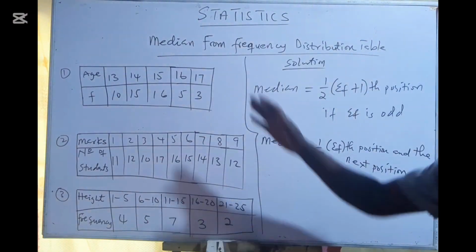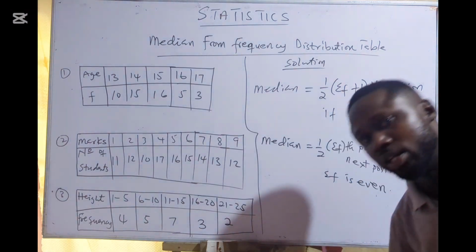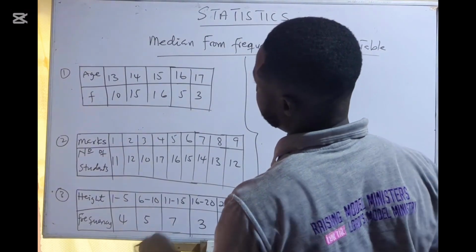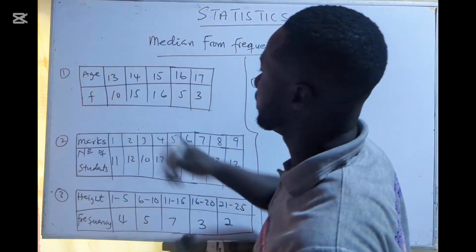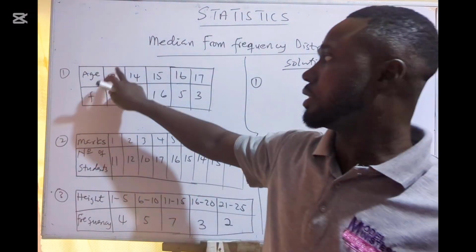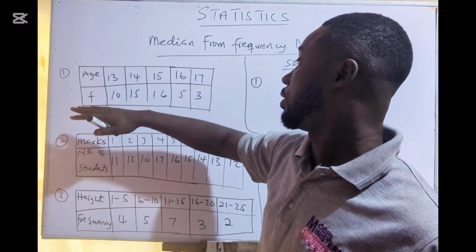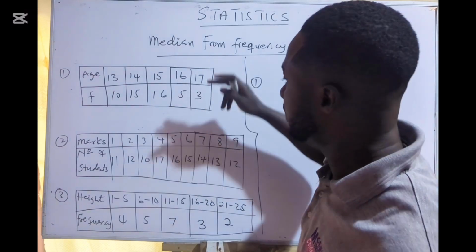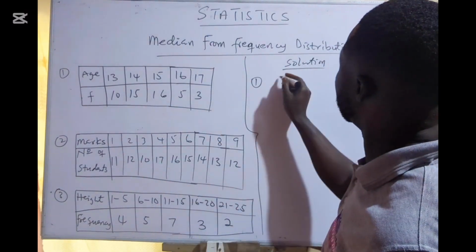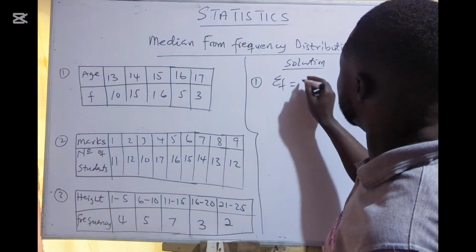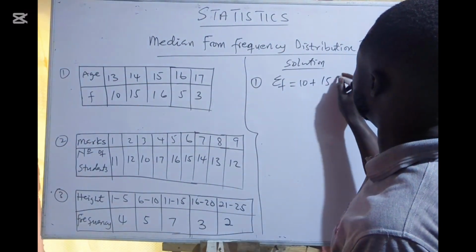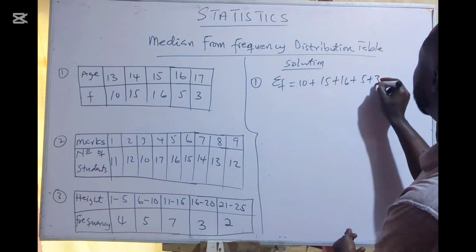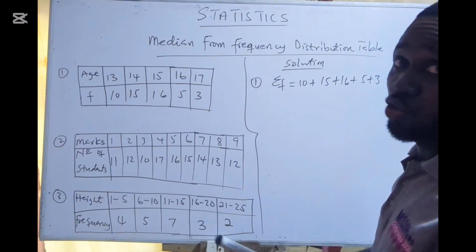All right, so let's go to the questions then. I believe you get it. First of all, looking at the table in number 1, we have the age and the frequency. So 13 years, 10 people. That is the number of times 13 occurs. 14, 15; 15, 16; 16, 5; 17, 3. We have to know the total frequency, that is 10 plus 15 plus 16 plus 5 plus 3, so that we can know the middle value.